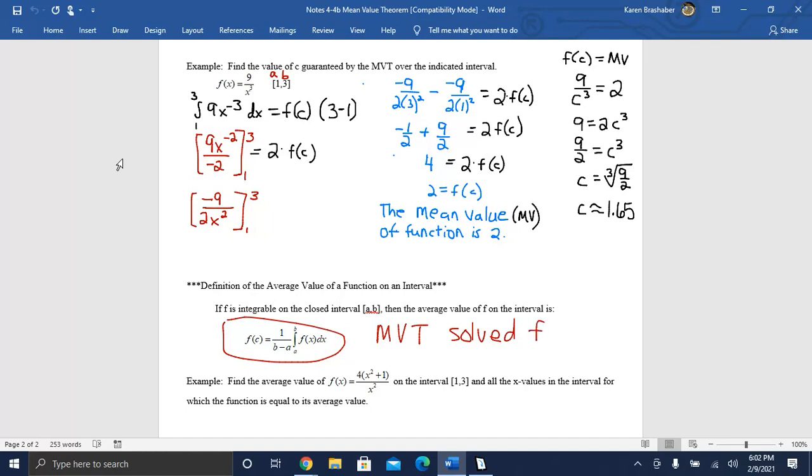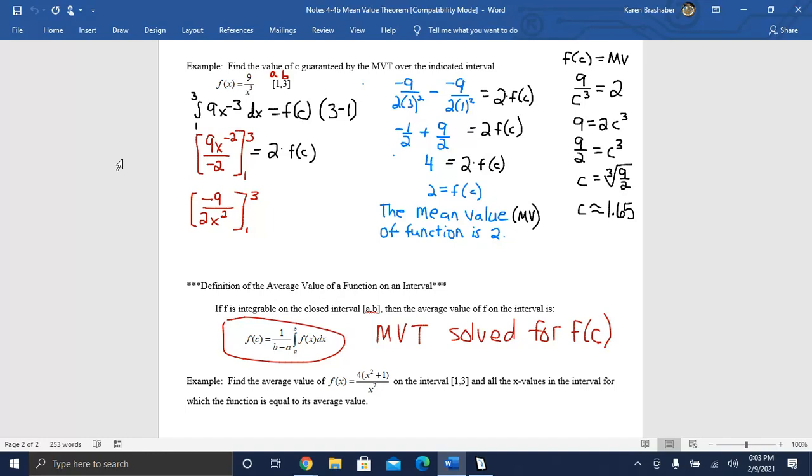I really don't care whether you use this average value equation or whether you use the mean value theorem and just do the algebra to solve for f of c. Either one will get you where you need to be. So, whoops, not for c, that's for f of c. If you choose to memorize this average value equation, that's fine. But it is essentially the mean value theorem.